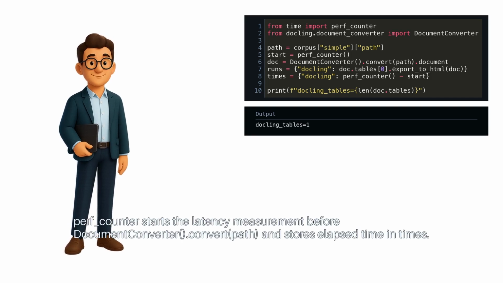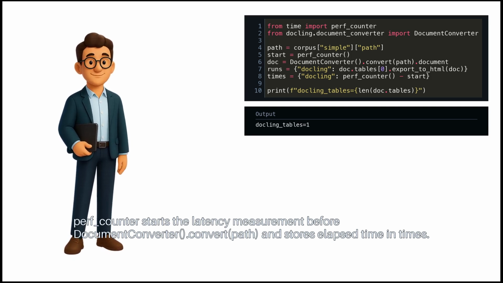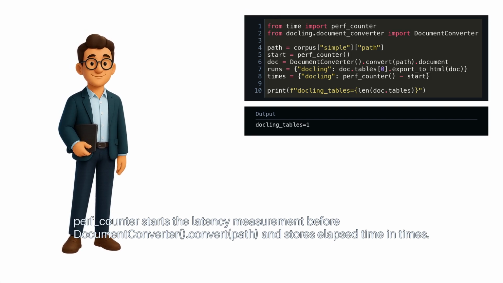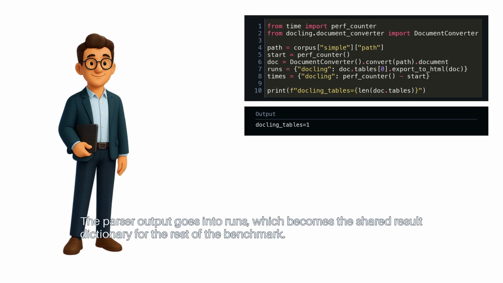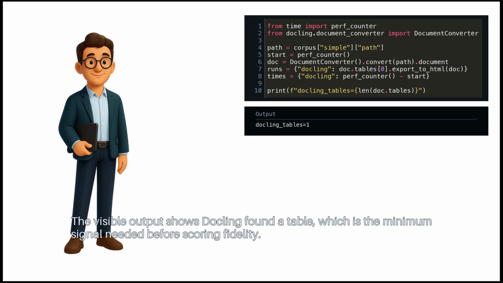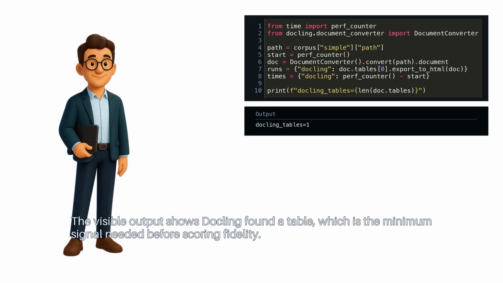Perf counter starts the latency measurement before document converter.convert path and stores elapsed time in times. The parser output goes into runs, which becomes the shared result dictionary for the rest of the benchmark. The visible output shows Docling found a table, which is the minimum signal needed before scoring fidelity.